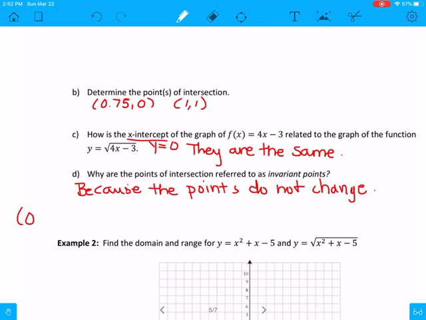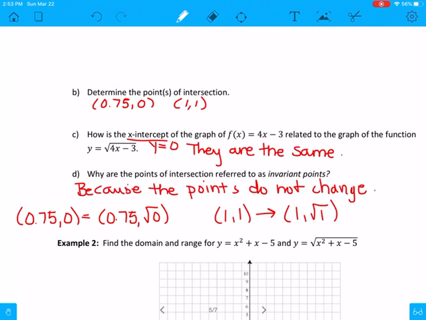So my old point is 0.75 and 0. And my new point on the square root x graph is going to be 0.75, keep my x, and then I square root 0. Well, what the heck's that? The same thing. These are equal. And my other one is 1, 1. That's on my original. It's going to become, keep my x, root my y. Root 1. What are those? They are equal. Equal, so they're invariant. They do not change. Okay.